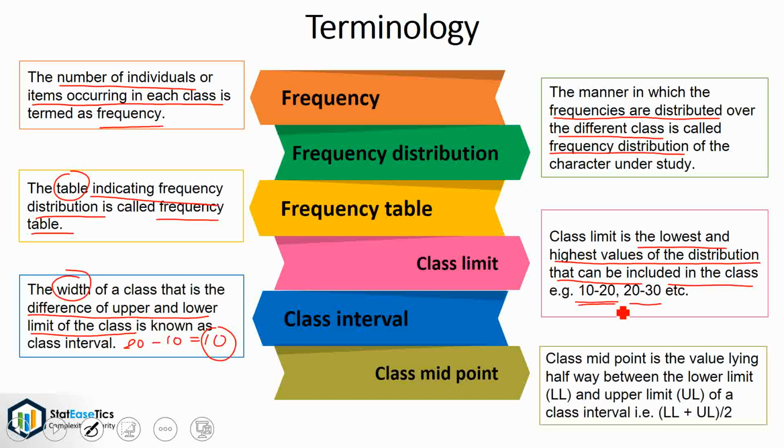Class midpoint: it is the value lying halfway between the lower limit and the upper limit of a class interval. That is, lower plus upper limit divided by 2. For example, 10 plus 20 divided by 2 is equal to 15. Here 15 is the class midpoint of the class 10 to 20. So these were the various terminologies associated with frequency distribution.